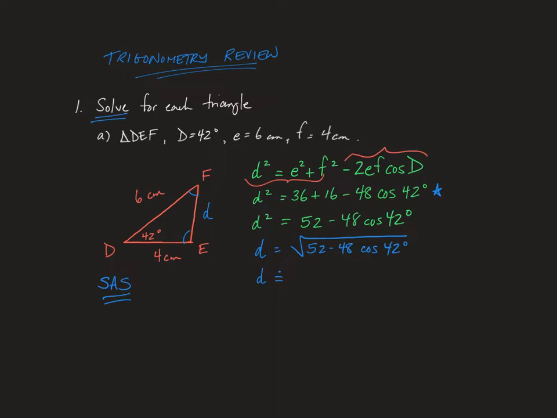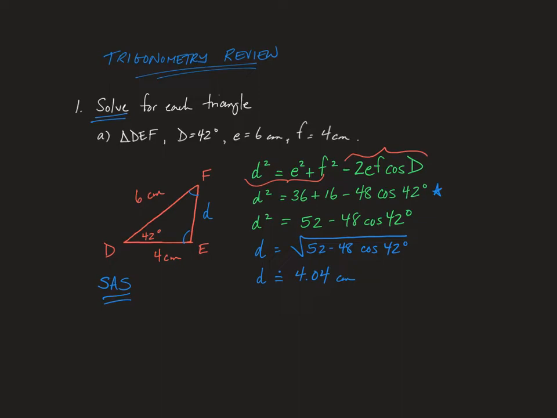So when you go ahead and calculate that, we're now going to get a value of about 4.04. We're finding a side length, so we round it to 2 decimal places. And now we put on our units. So we've been able to work our way through and now solve for D.